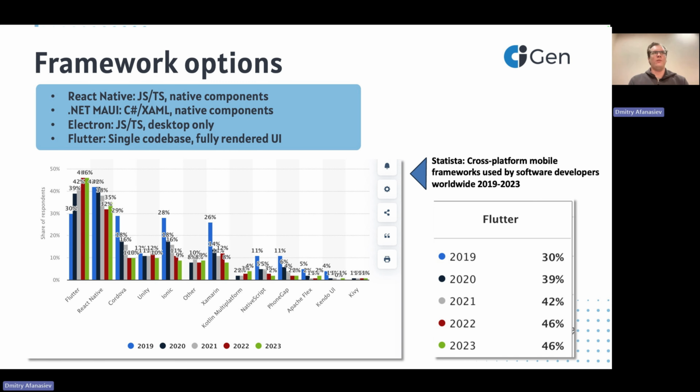Historically at CIGen, we've had the most experience with .NET MAUI, which is Microsoft's cross-platform framework based on .NET. It was previously known as Xamarin Forms. Back then, it was actually based on Mono, the open source version of .NET. But since .NET itself has become open source and cross-platform, Xamarin has evolved into .NET MAUI. From developers' perspective, they are very similar.